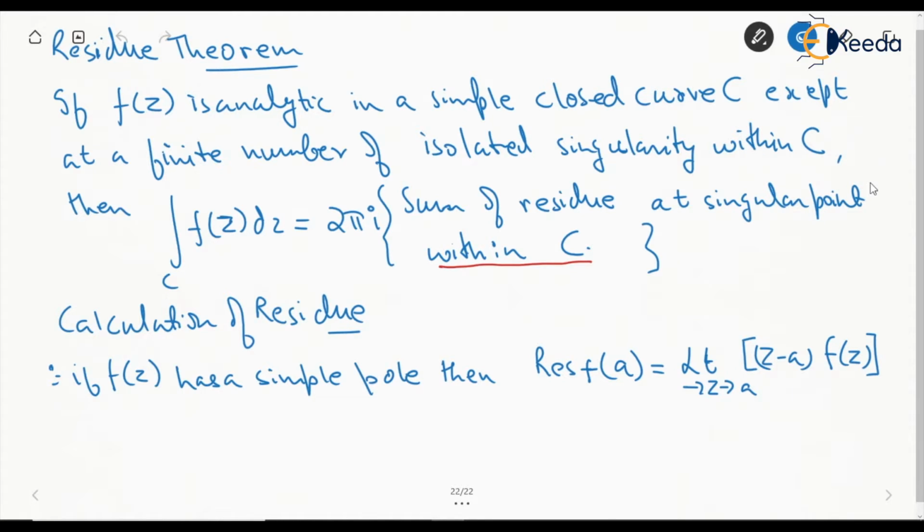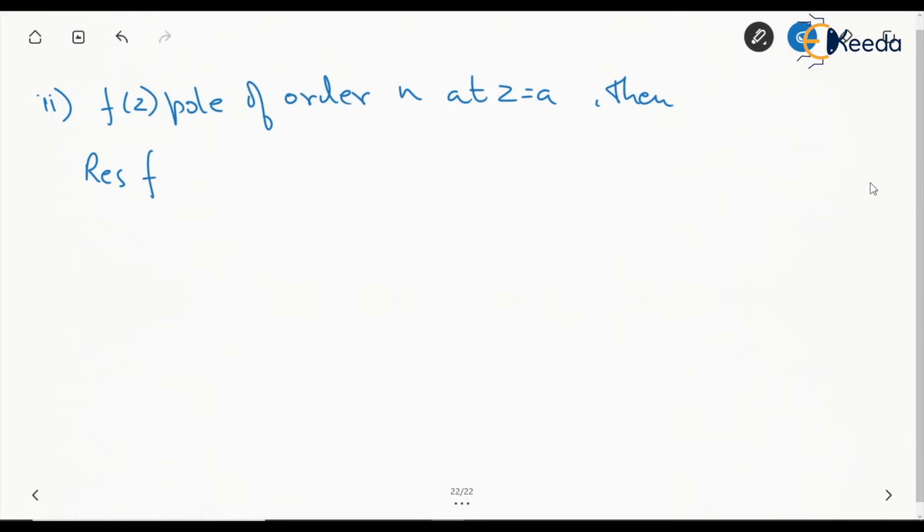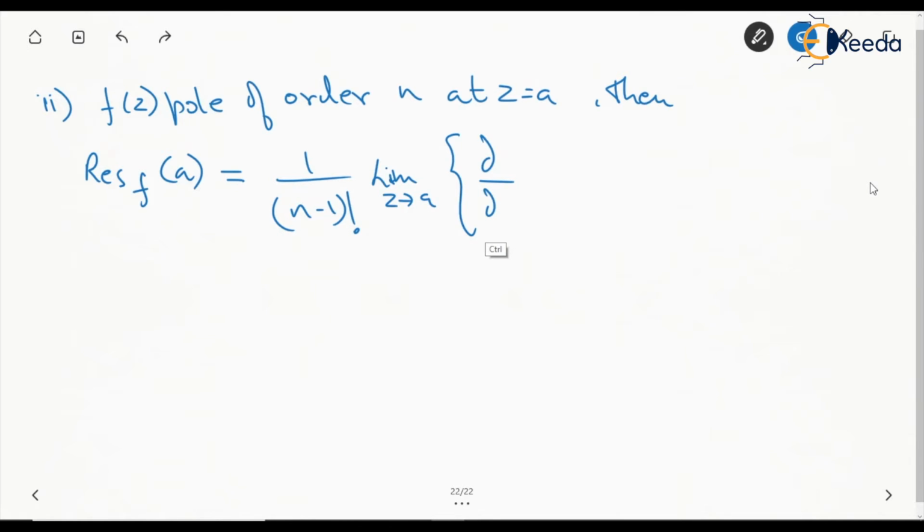Also, if f of z has pole of order, let's say n, at z equal to A, then the residue of f at A is given as 1 by n minus 1 factorial limit z tends to A for d by dz to the n minus 1, n minus 1th derivative of the function z minus a to the power of n into f of z.